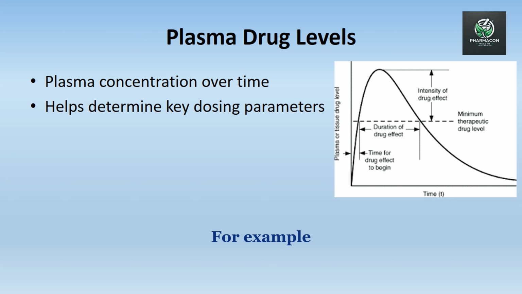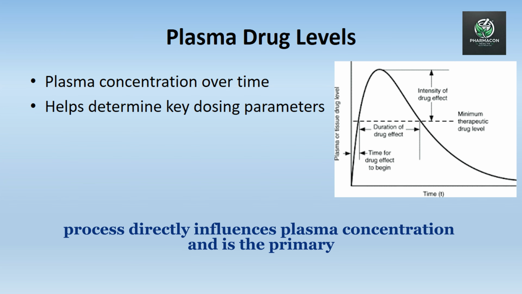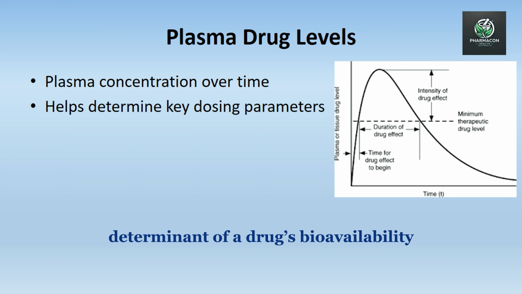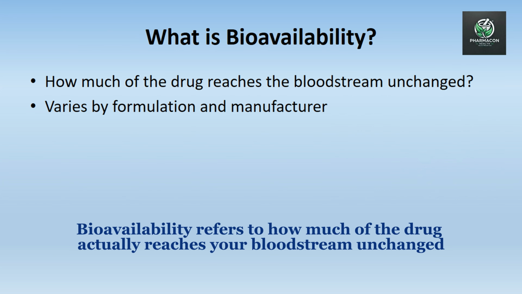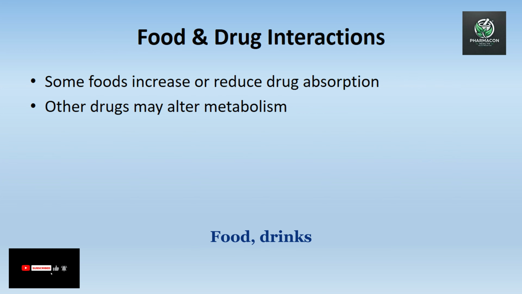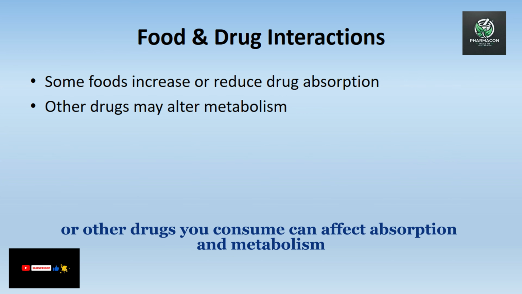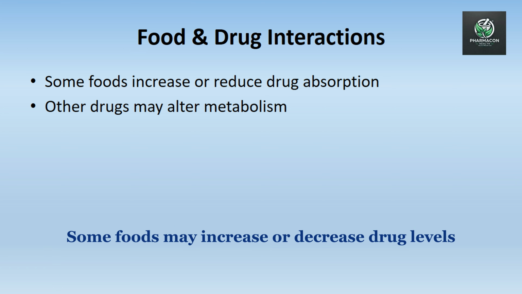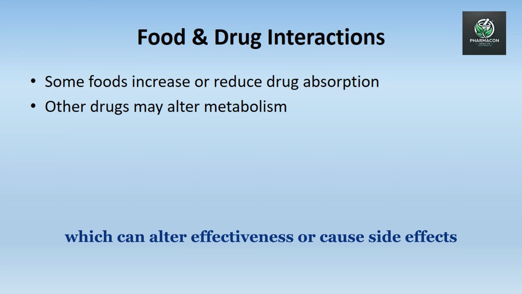For example, absorption, a core pharmacokinetic process, directly influences plasma concentration and is the primary determinant of a drug's bioavailability. Bioavailability refers to how much of the drug actually reaches your bloodstream unchanged. Different formulations or manufacturers can have varying bioavailability. Food, drinks, or other drugs you consume can affect absorption and metabolism. Some foods may increase or decrease drug levels, which can alter effectiveness or cause side effects.